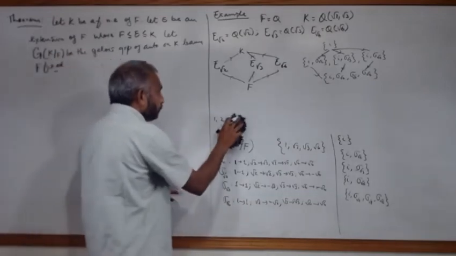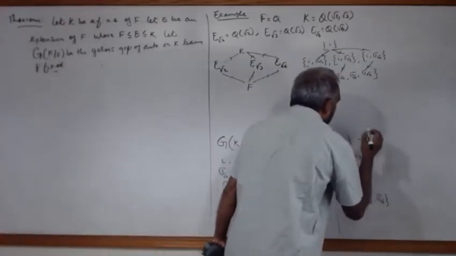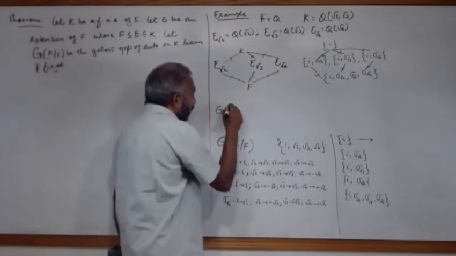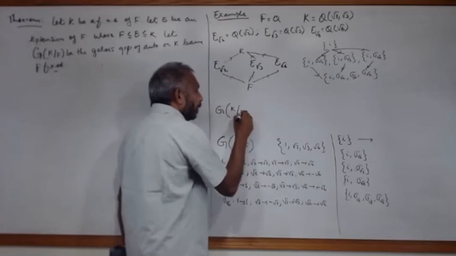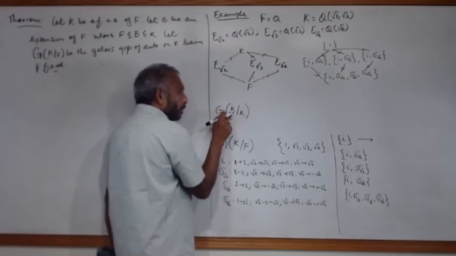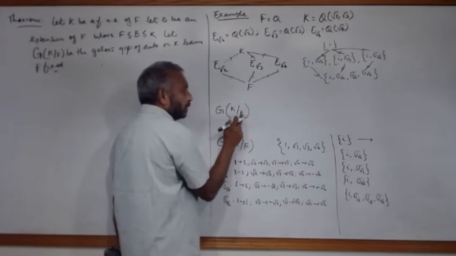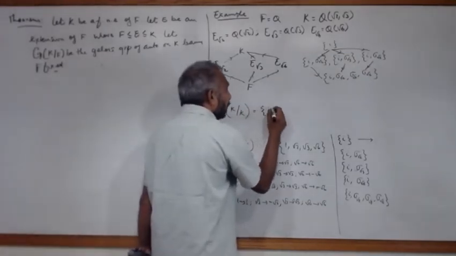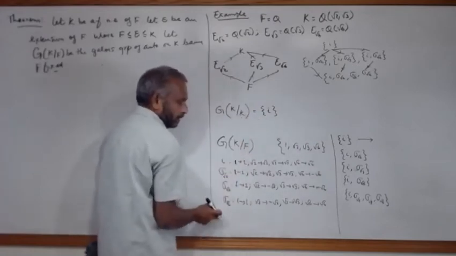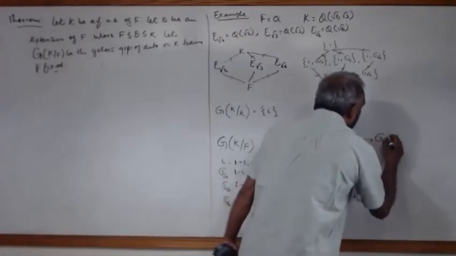Now, what is this? See, when you compute G of K over K, what does this mean? This is the group of all automorphisms on K leaving K fixed. So there is only one, that is the identity map. No other automorphism among these will leave K fixed. So this you can write as G of K over K.